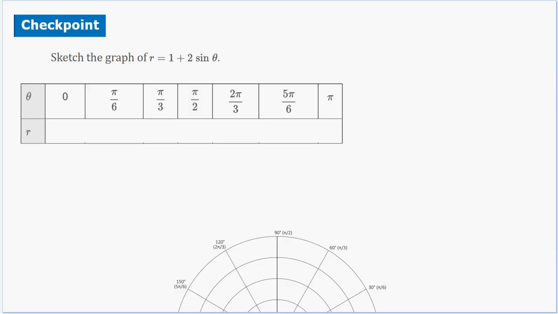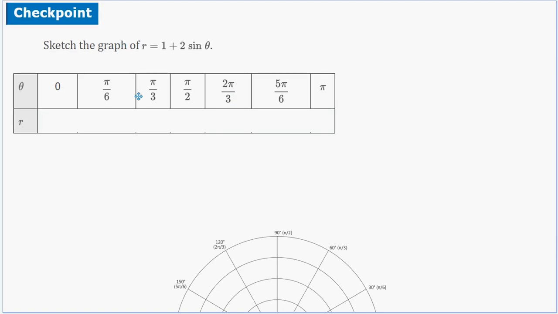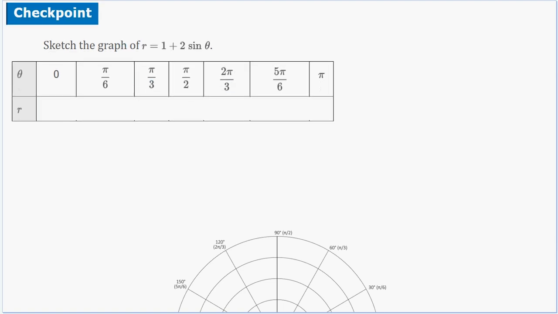So here's one for you to try. It's 1 plus 2 sine theta. Let's go over kind of the new stuff together here. Because it has a sine theta, we're going to have y-axis symmetry.